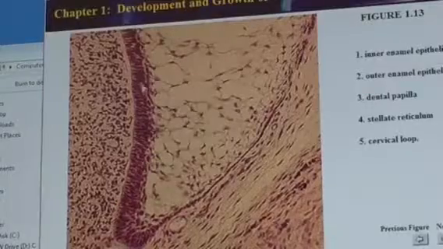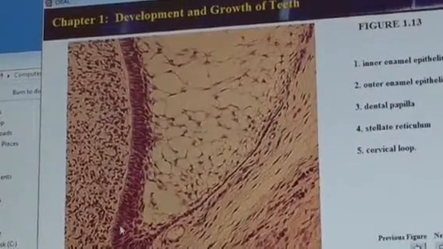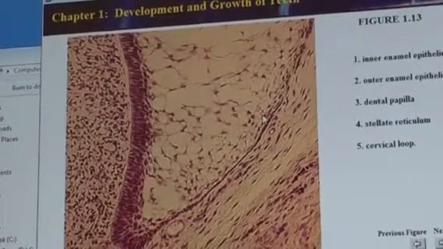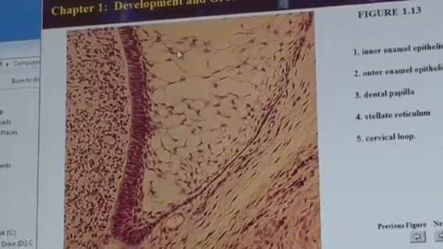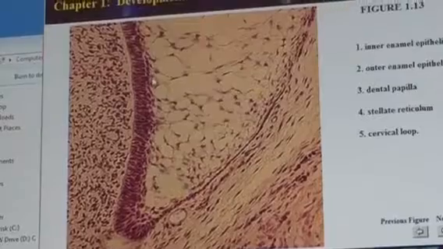So there's the inner enamel epithelium, there's the dental papilla, and there's that cervical loop. There's the outer enamel epithelium, and we've got the stellate reticulum, and it looks as though we have a little bit of the stratum intermedium forming as well.